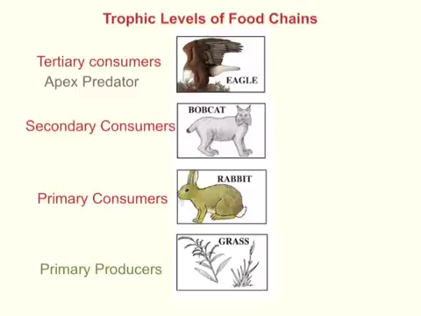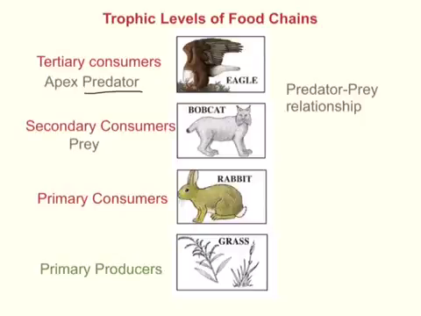Okay, so whilst we're talking about predators, let's remind ourselves that all of these animals are connected by either being a predator or a prey. So the eagle is the predator, which is looking to catch its food, and the food of the eagle is the bobcat, and that bobcat is known as the prey. These two animals are said to have a predator-prey relationship.